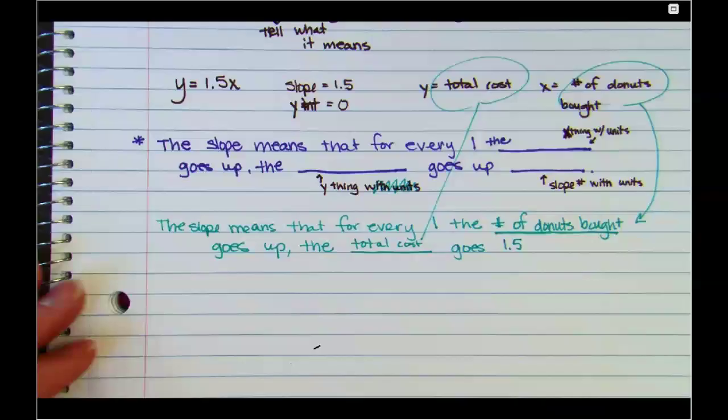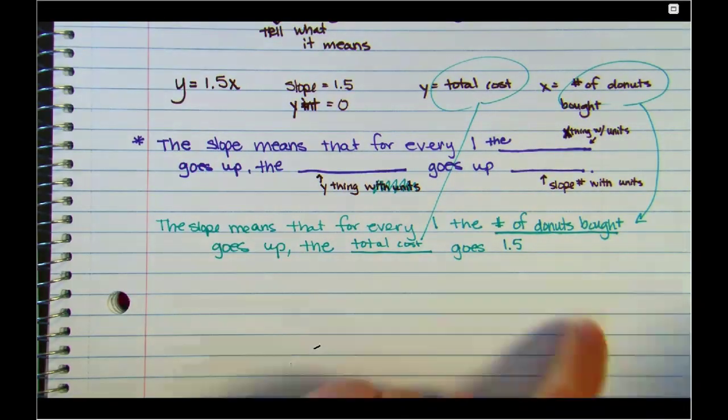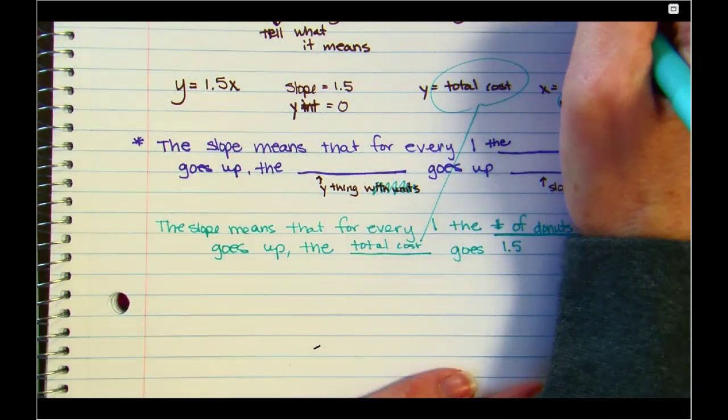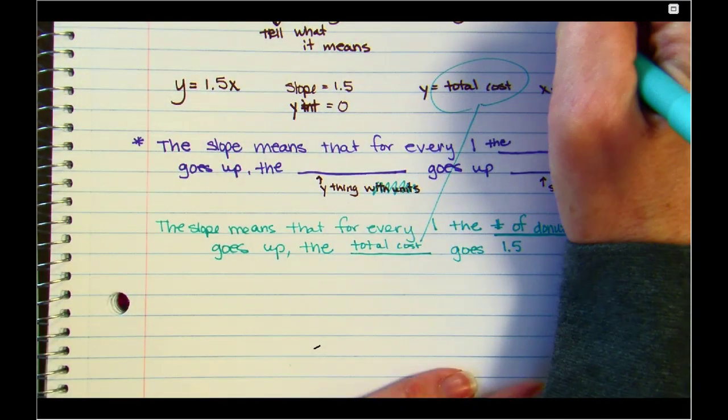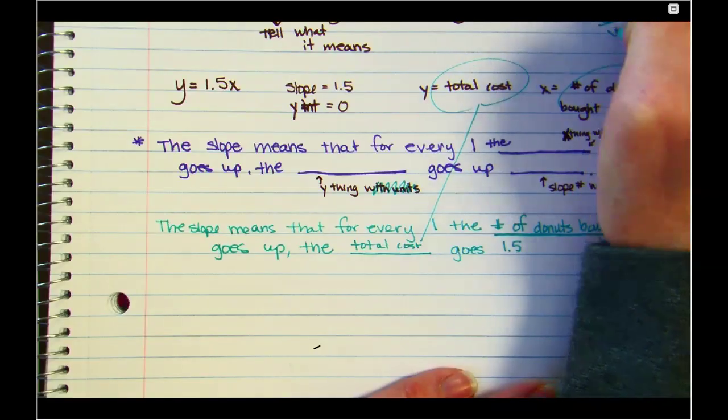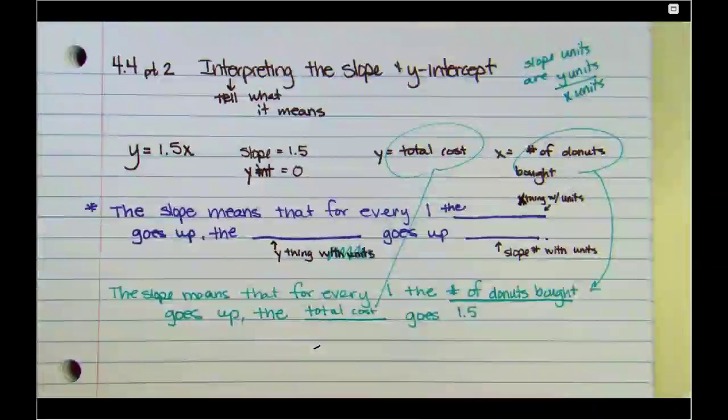This is the one I want the units on. Okay, let me tell you how to do the units for slope. And I'll make a little note up here. Slope units are Y units divided by X units. Sounds kind of sciencey, doesn't it? Like you talk about units a lot in science.